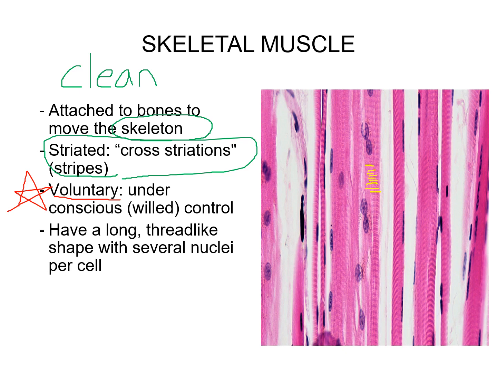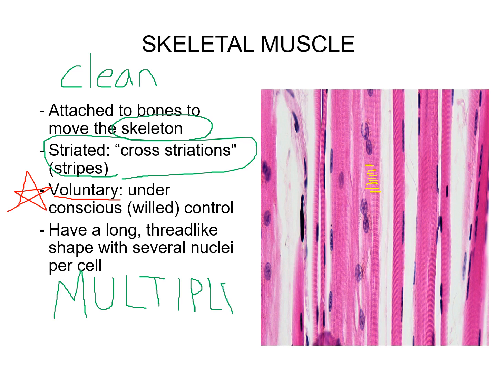So we call that voluntary control. And then the last cool little bit that I want to point out is the nuclei, the location. The nuclei, this is the only type of tissue that's voluntary. This is also the only type of tissue that's what we call multinucleated, or you have multiple nuclei for one cell.